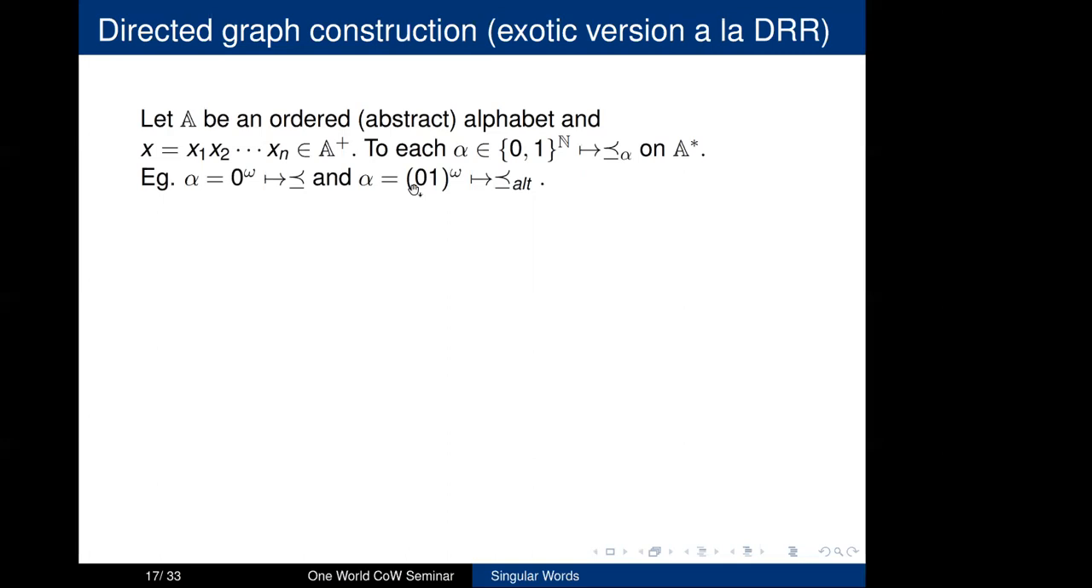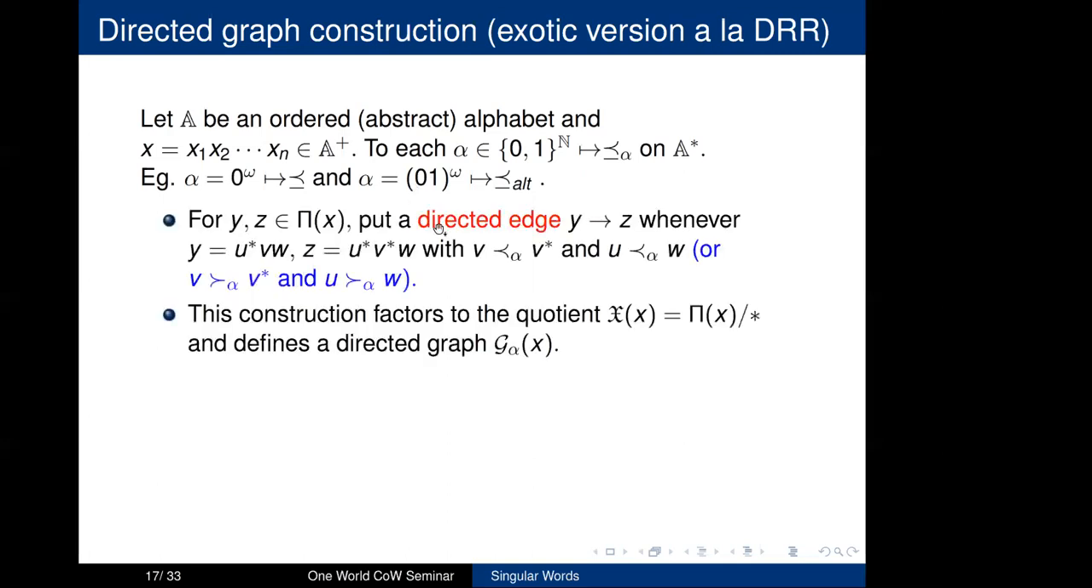Once again, you can do this directed graph construction. So you take some abelian class, and given two words y and z, you put in a directed edge from y to z if the usual thing, except this time you're using these exotic lexicographic orders. And also this factors to the quotient. The only thing here is you don't have the valuations. You don't have the k and the k dot that tell you that you can't get cycles. So the question is, can you get cycles or not?